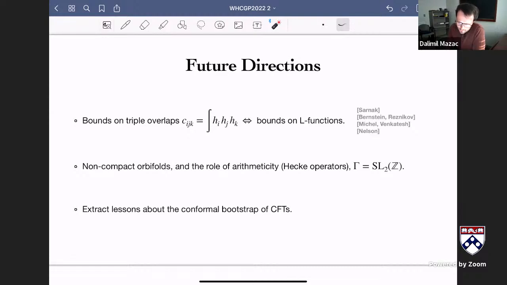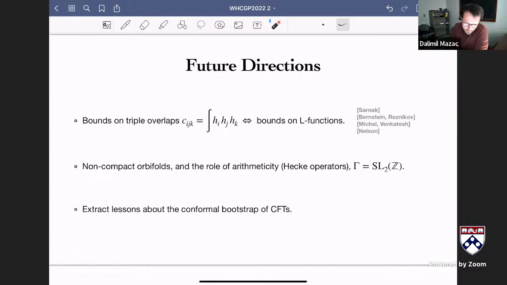And in fact, some recent papers in the number theory literature use a very similar method of this associativity. These papers by Bernstein–Reznikov, Michel–Venkatesh, and Paul Nelson use arguments of a very similar flavor to this bootstrap to prove some of the best known bounds on L-functions.